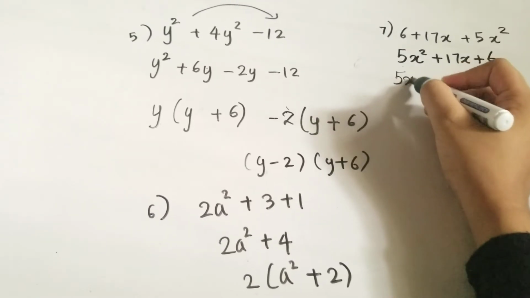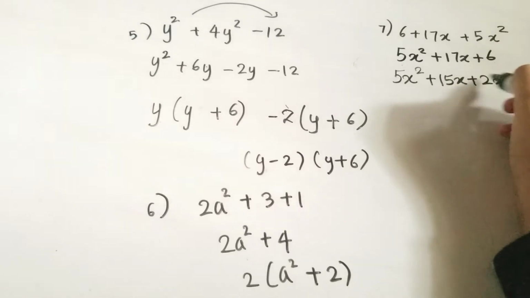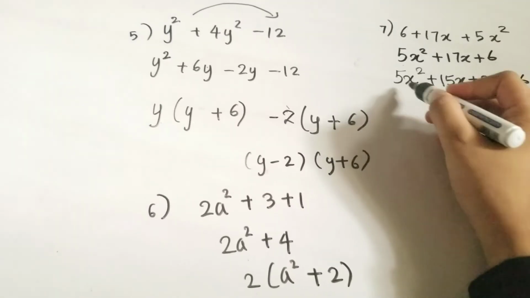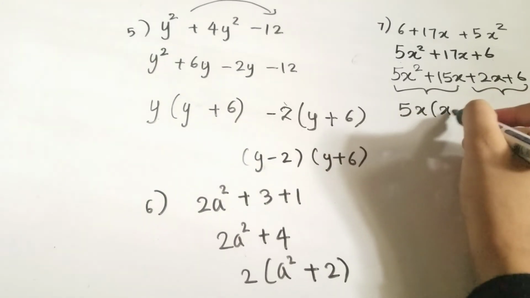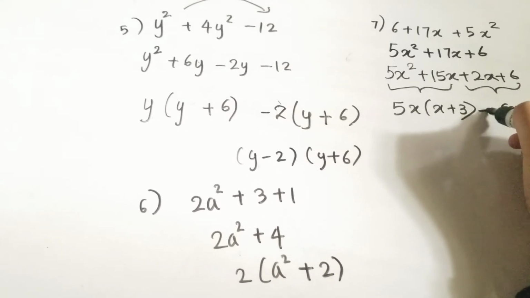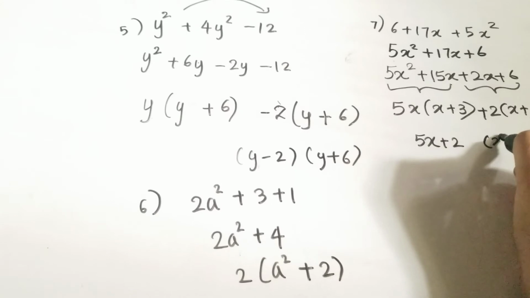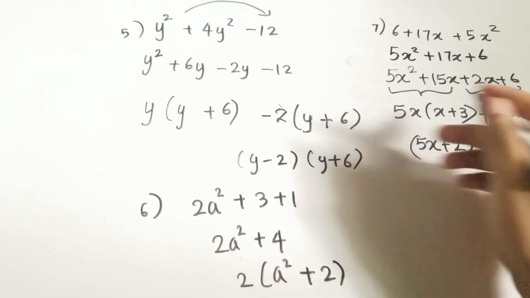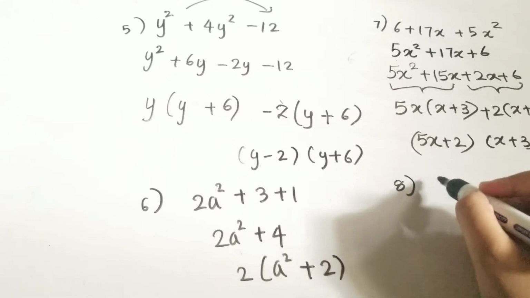Now see, I'm doing it from the mind. 5x squared plus 15x plus 2x, because 15 times 2 is 30, plus 6. Now I can categorize these two this way. 5x is common, x plus 3 here and x plus 3 here. Then if you need plus 2x, you can put plus 2. So the factors are 5x plus 2 and x plus 3. See, we did it with mental calculation. You can practice it yourself.